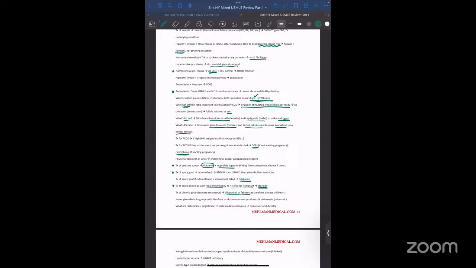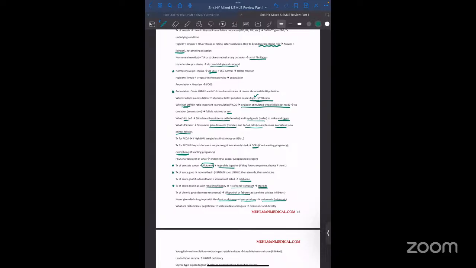Question asks, never give which drug to patient with a history of uric acid stones or overproducer? Probenecid, uricosuric. Patient already has uric acid stones. If you're going to give probenecid, it's a uricosuric. It's going to shunt all the uric acid to the urine and cause more uric acid stones. So it makes sense we don't give it.